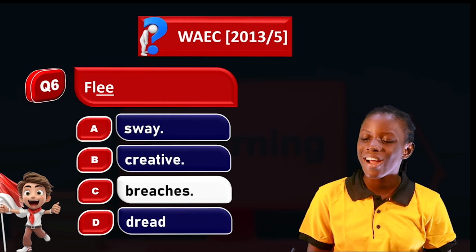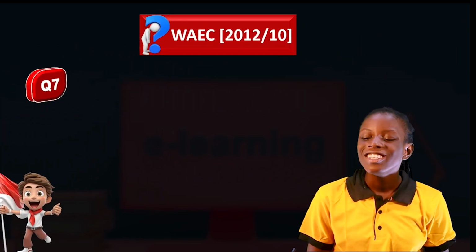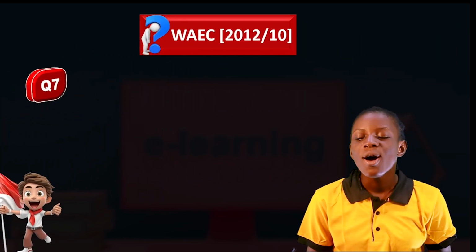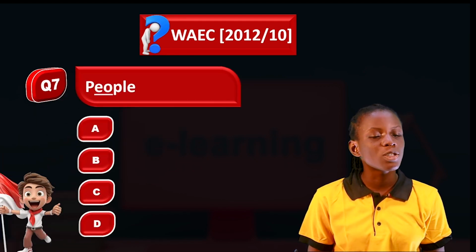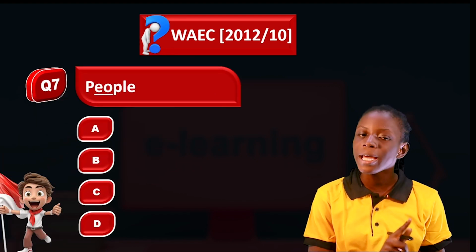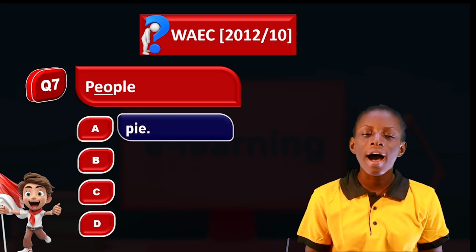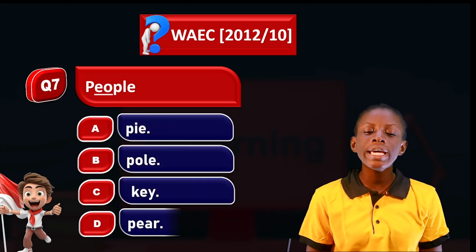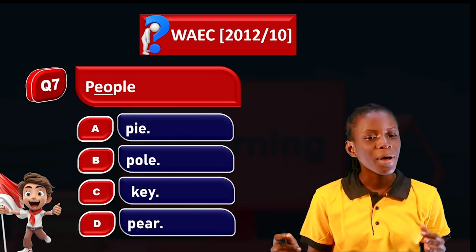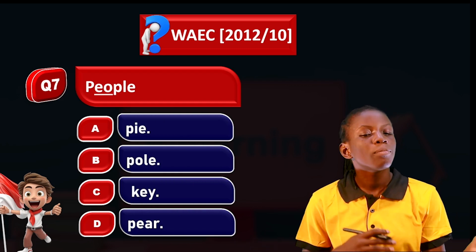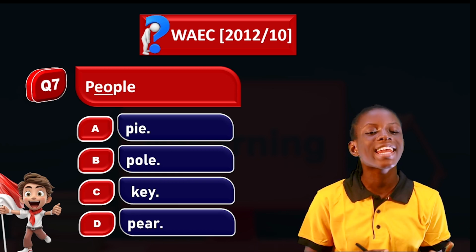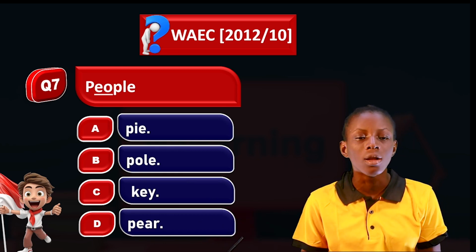Okay, so our next question is from the year 2012, question 10. Well, I can ask this unique question. Our given word is people, and the options are pie, Paul, key, and pair. Our given word is people.